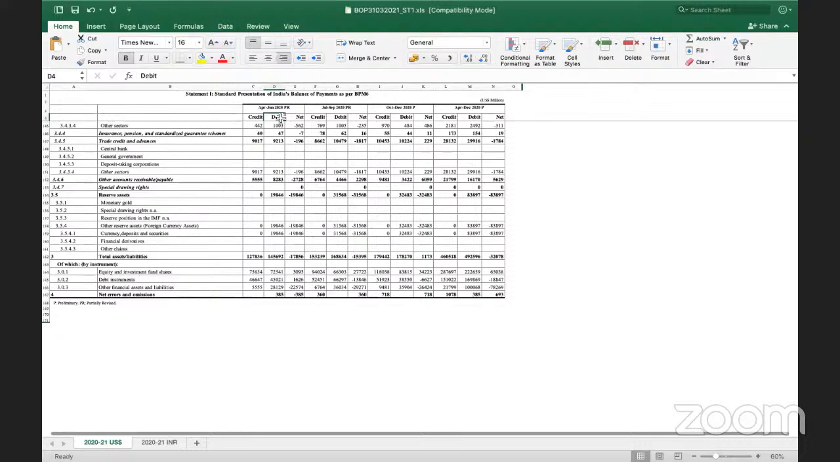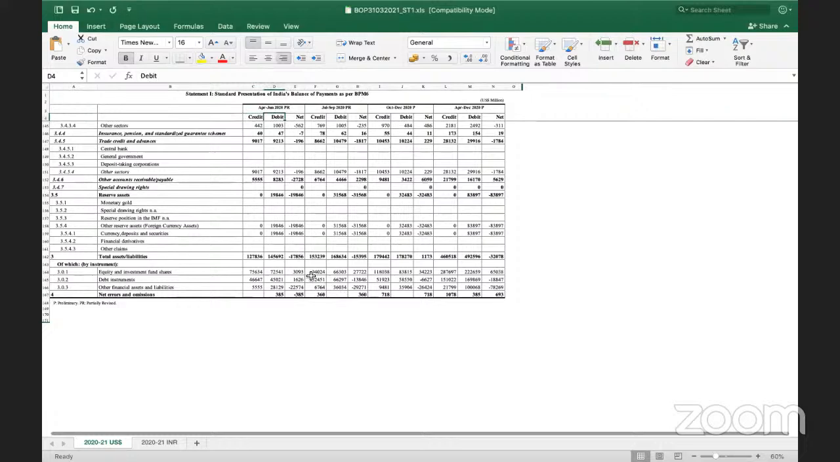It flows in through merchandise, when you sell physical goods, and when you sell services. It flows in when other governments give us money. It flows in when foreign direct investment or portfolio investment comes into the economy. All these are credits. Opposite to this is debit.